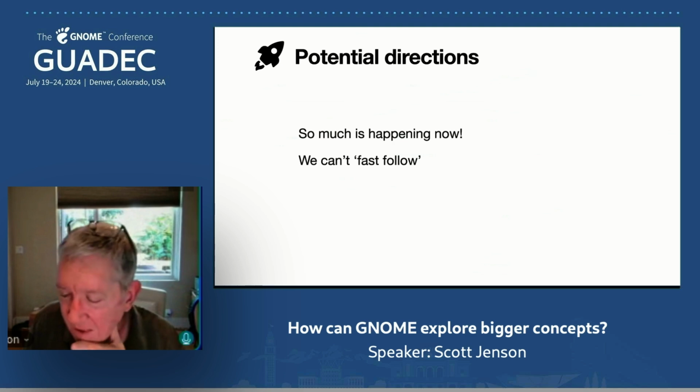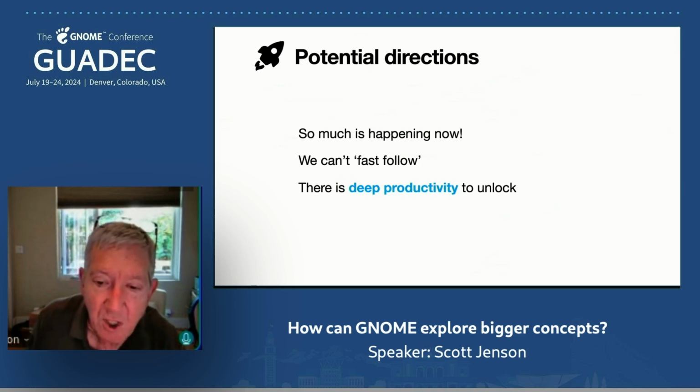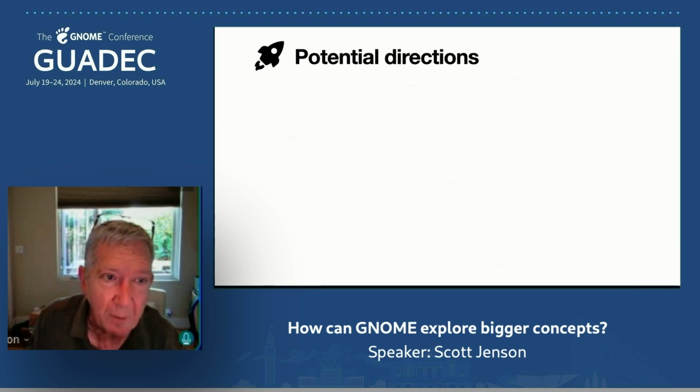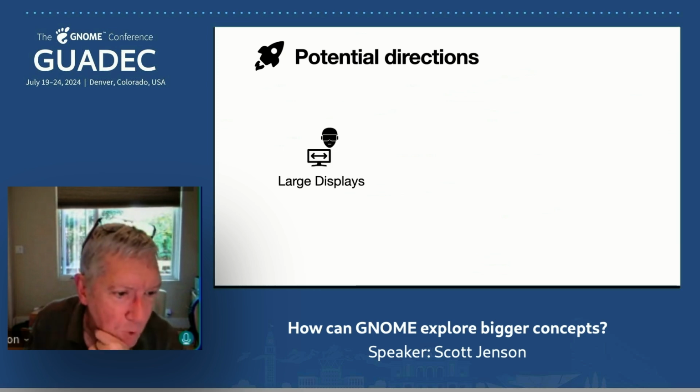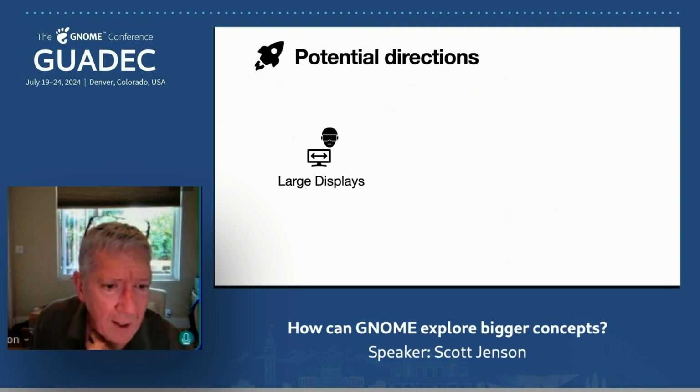And I don't think we can count, as I said before, on the big guys to fast follow. There's deep productivity that we can unlock that would really allow us to use these technologies and fundamentally change what we're capable of doing on the desktop. And I'm talking about things like large displays, and not just AR and VR displays, but just bigger displays and projection displays. And Windows systems right now just aren't really capable of handling them well.